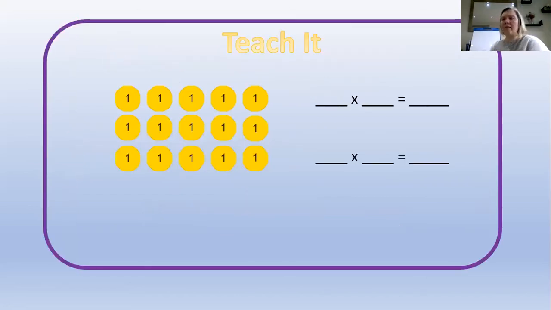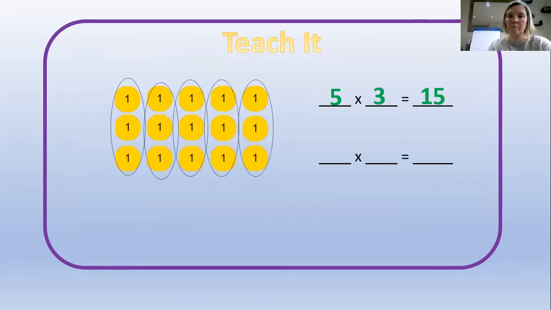So what have we got here, Year Three? We've got an array, and what does the array show us? I want you to write down the two arrays that we are looking at here. So hopefully, you can spot we've got five times three. Okay, we can make five equal groups, and they have each got three counters in them. Each counter is worth one, and that is really important for later on.